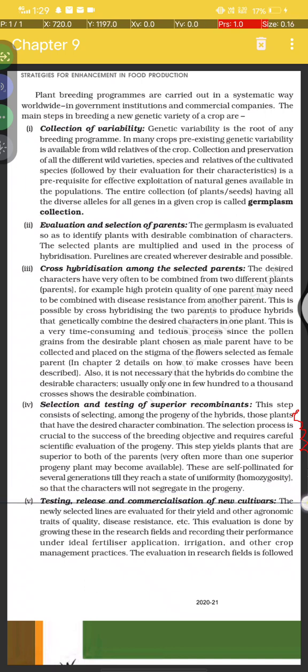Testing, release, and commercialization of new cultivars. The newly selected lines are evaluated for their yield and other agronomic traits such as quality, disease resistance, etc. This evaluation is done by growing them in research fields and recording their performance under ideal fertilizer application, irrigation, and other crop management practices.